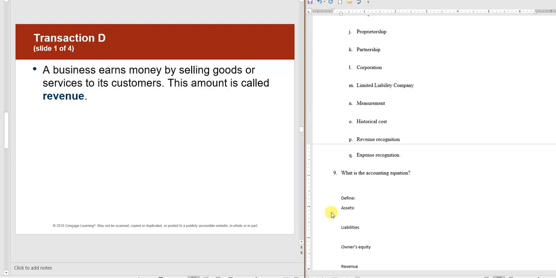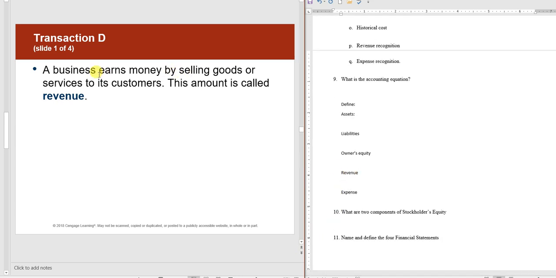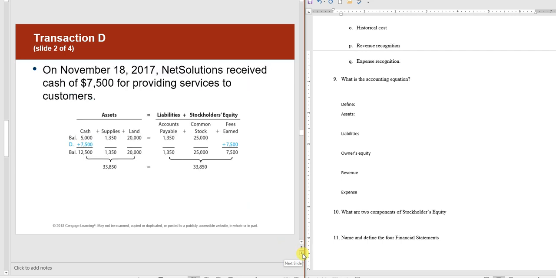A revenue is when I do what I'm in business for. So I earn money by selling goods or services. So I earn a revenue. So you're going to find out that I get an asset, but I earn a revenue. So when I earn revenue, I get cash, which is an asset. So we'll do some of those transactions.